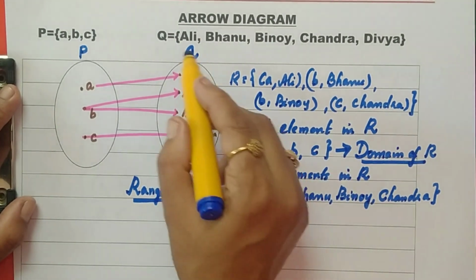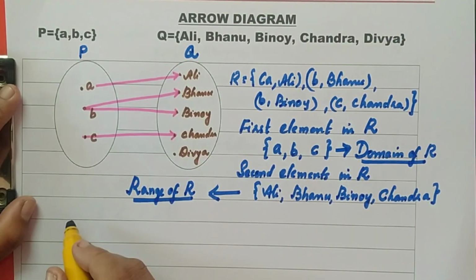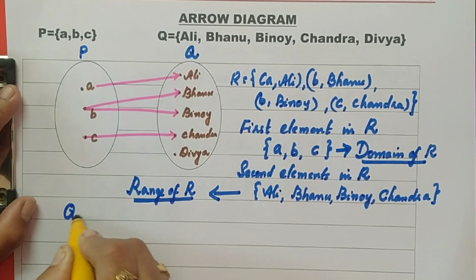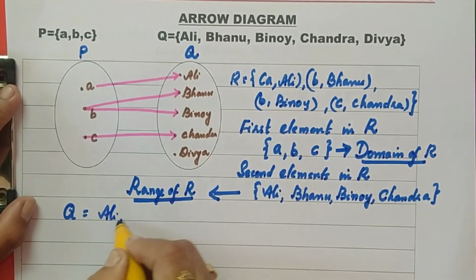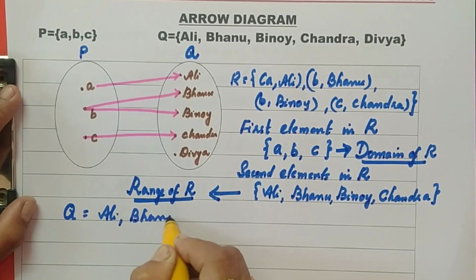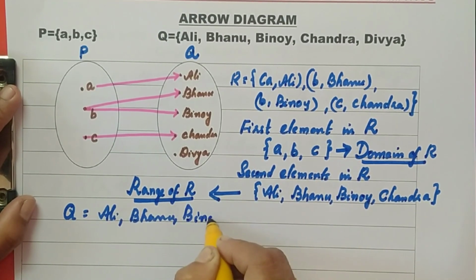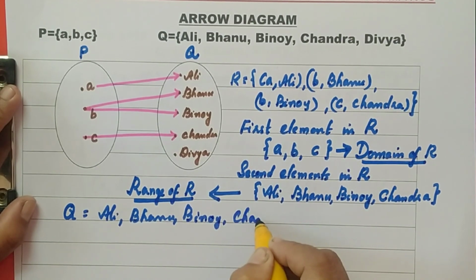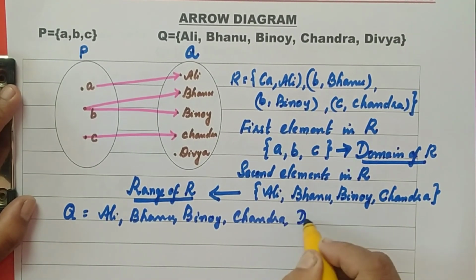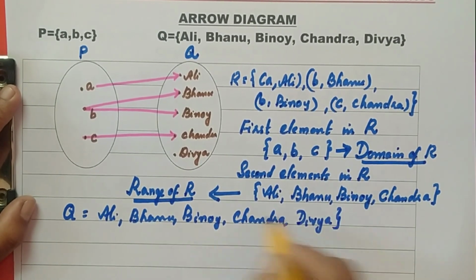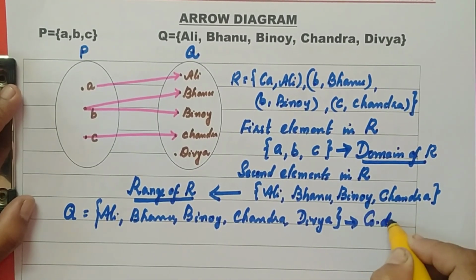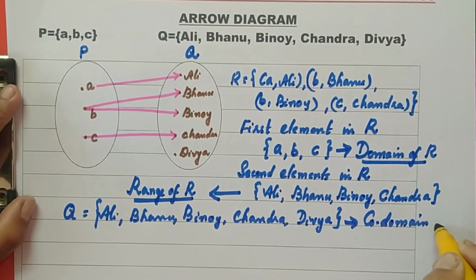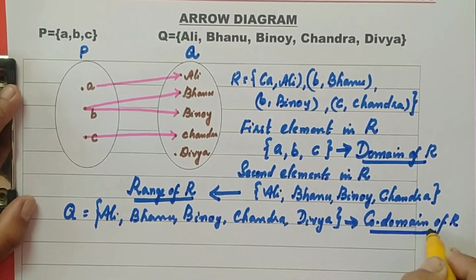Now the whole set Q, this whole set Q means the set Q which consists of Ali, Bhanu, Binoy, Chandra and Divya. This is the set Q. The whole set Q is called the codomain of R. Don't be confused with these terms once again.